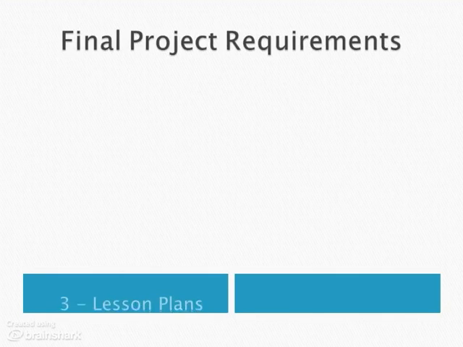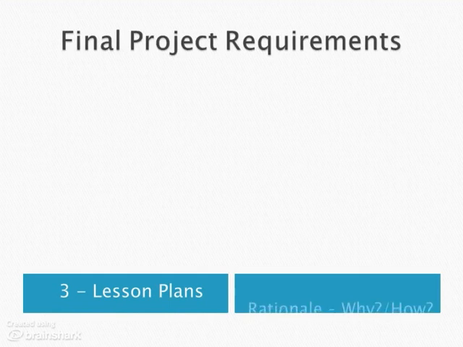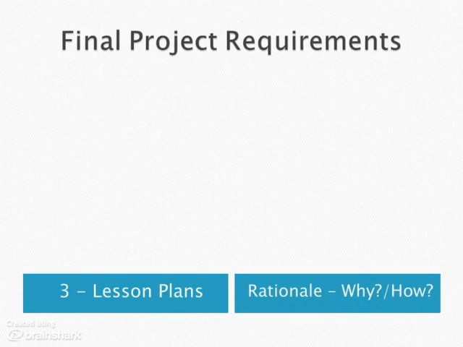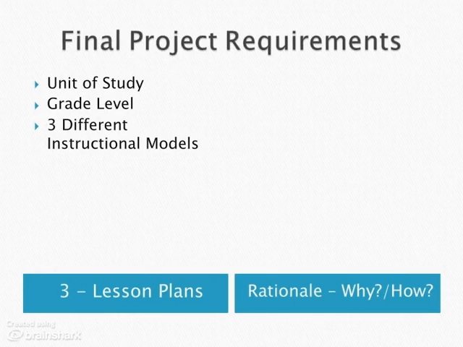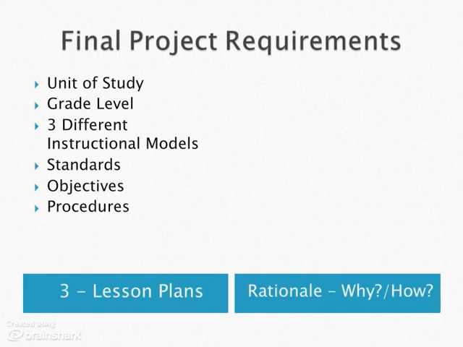Let's discuss the final project requirements. You will create 3 complete lesson plans and a rationale that explains why you made the choices. Your 3 complete lesson plans should be from 1 unit of study at 1 grade level. You should choose to use 3 different instructional models. Make sure that your objectives, procedures, and assessments all match the standard or standards in your lesson plans.